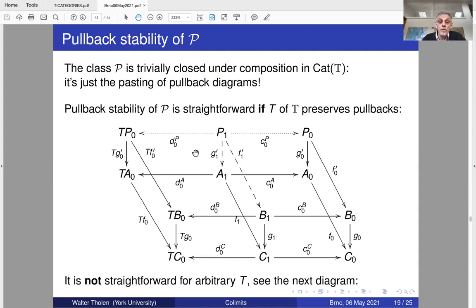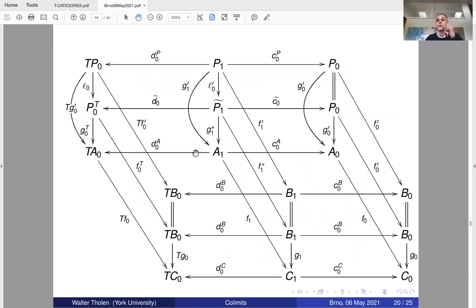But now, what do you do if T doesn't preserve pullbacks? Well, then you have to draw a bigger diagram. You start off the same way as before. You form this pullback P0. You still form this pullback of F1 and G1. The only thing you must not do is believe that you're already done with this. You also take the pullback of TF0, TG0. This, of course, is different from the T image, but there is a comparison morphism.